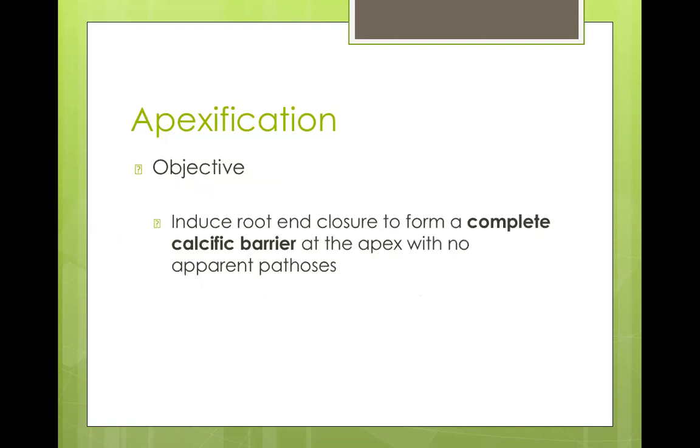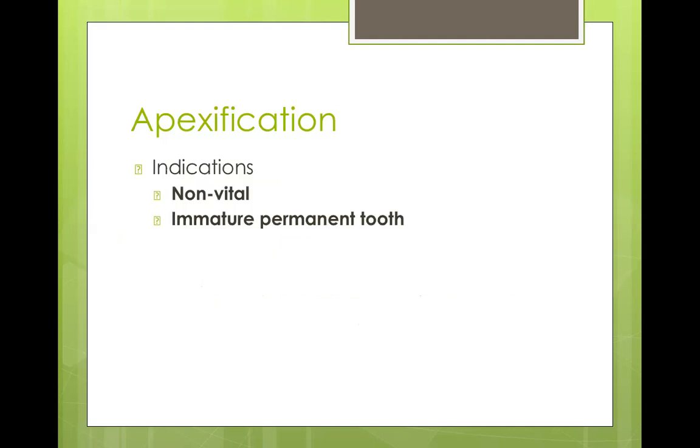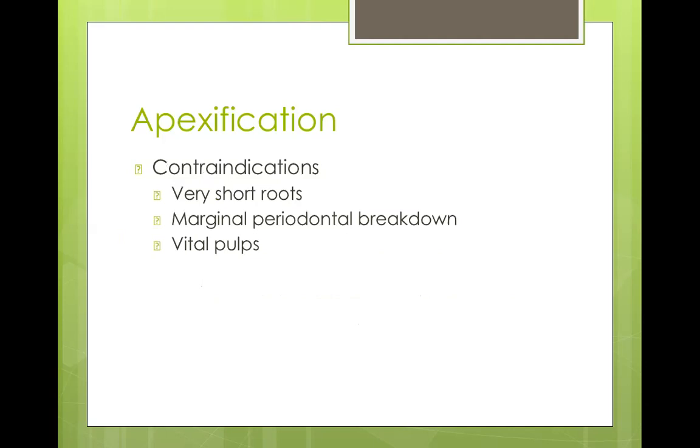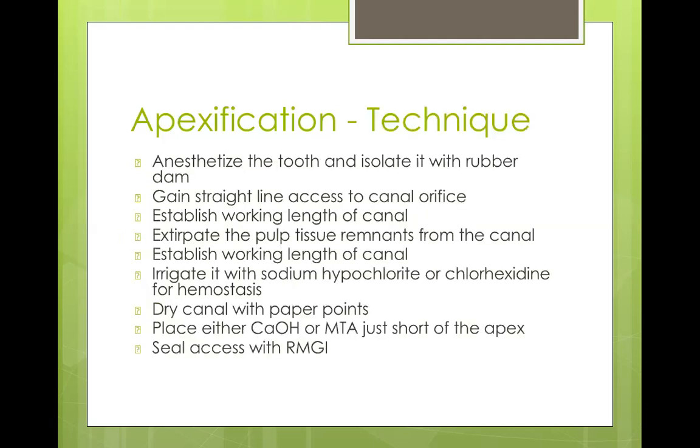So what we want to do is induce root closure to form a complete calcific barrier at the apex with no apparent pathology. Indications: non-vital teeth, immature permanent teeth. You don't want to apexify a tooth if the roots are really short, if there's marginal periodontal breakdown. If the tooth is vital, you want apexogenesis instead. How do you do this?